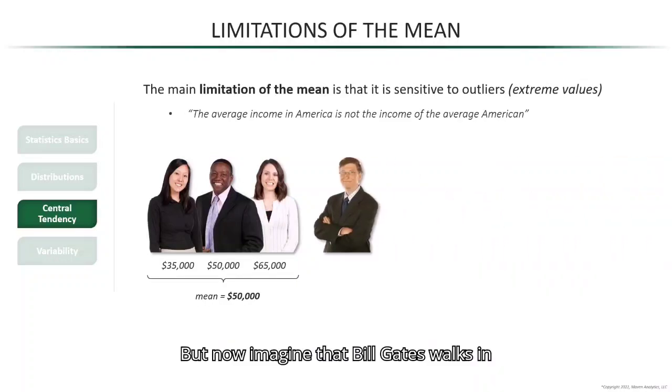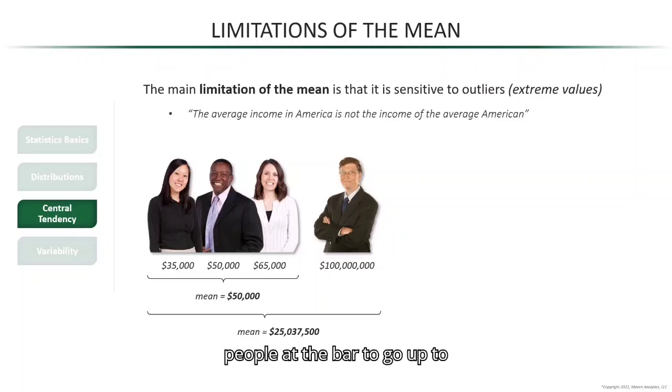But now imagine that Bill Gates walks in and sits next to them at the bar. Well, he makes, and I think this is actually much less than the real number, $100 million a year. Well, that outlier just caused the mean of the people at the bar to go up to 25 million, which makes no sense whatsoever. I mean, 75% of the people sitting there probably won't make that much in their lifetime.